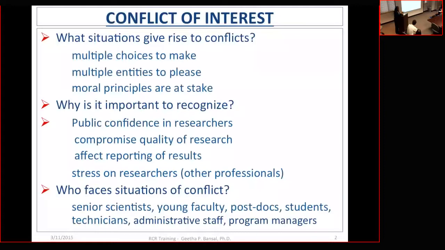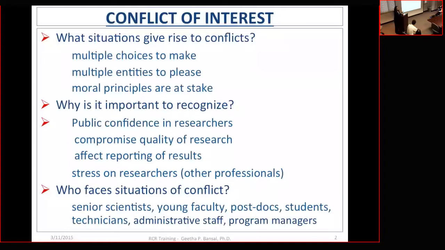So then there's stress on the researchers also. There are other professional conflicts: I need to do this and this and this to be promoted. I need to do this to be able to get funding. And I need to do this to be able to show the university I am the best faculty around, or something like that. So they are facing conflicts every time.